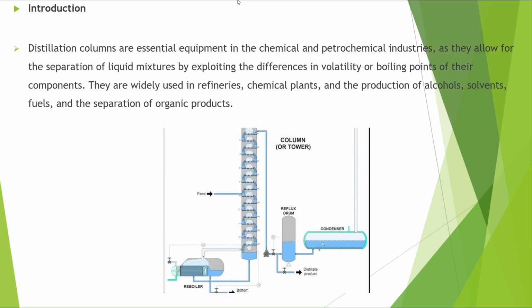Introduction. Distillation columns are essential equipment in the chemical and petrochemical industries. They are used to separate liquid mixtures based on differences in volatility or boiling points. They are commonly used in refineries, chemical plants, and the production of alcohols, solvents, fuels, and organic products.